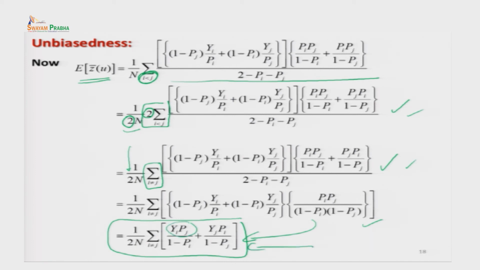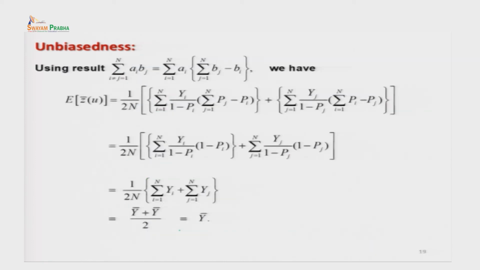Now I will try to play with these two terms over here. We have a result which says that the sum over i not equal to j, going from 1 to capital N, of ai bj, where ai and bj are some known constants, can be written as summation i goes from 1 to capital N of ai, and this bj can be replaced by summation j goes from 1 to N of bj minus bi. And you can see this is a very simple thing, right?